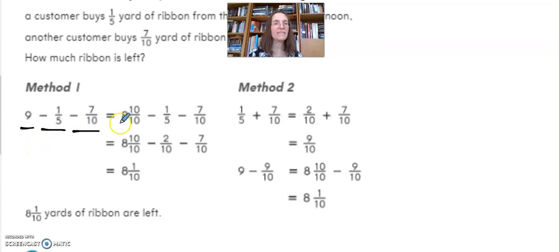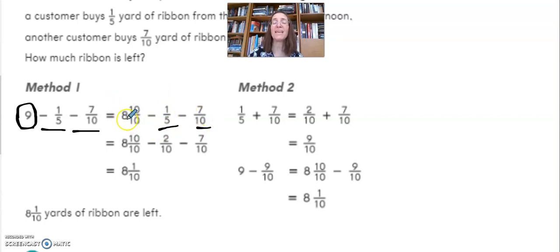And then what they did is they said, okay, if I'm going to do it that way, I'm going to use my equivalent mixed numbers and improper fractions to take 1 away from 9 and go down to 8 and 10 tenths. Now remember, 10 tenths is a 1, so we still have the same amount. We're just changing how we look at it. And then I still need to take away 1/5 and 7 tenths.